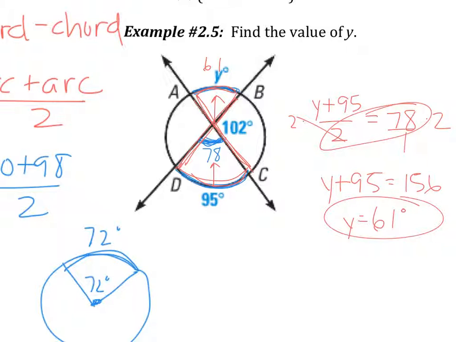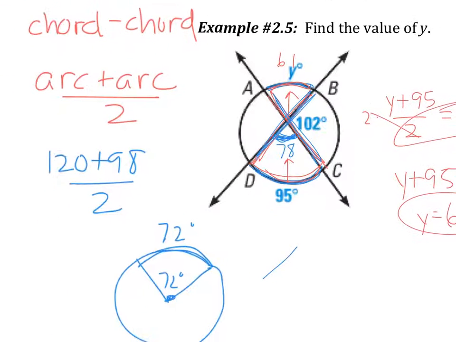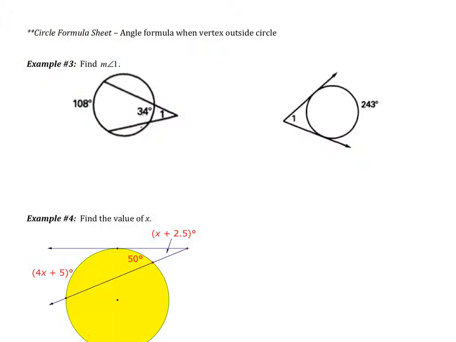If I were to look at this example here, look at the chords creating a plus sign. That reminds me that I want to add the two arcs together. All right, page 2.